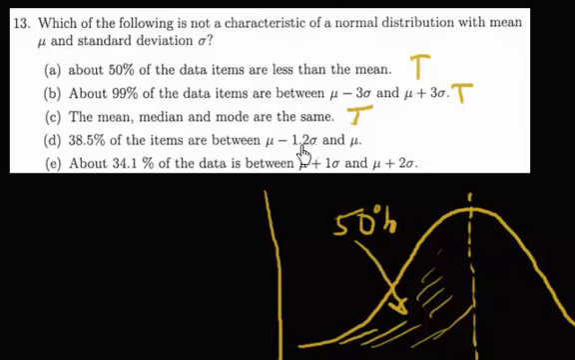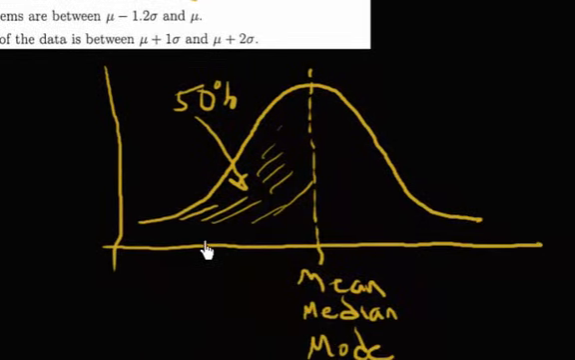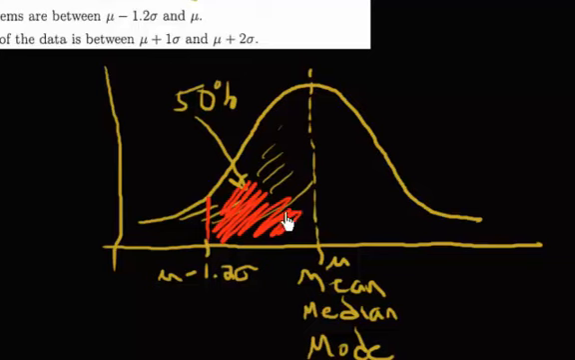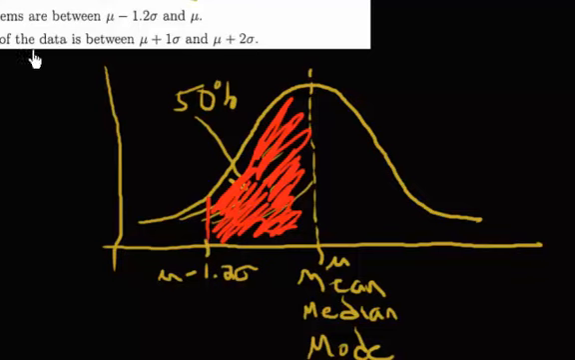38.5% of the items are between mu minus 1.2 sigma and mu. So here's mu right here. This is mu minus 1.2 sigma. Now what we're looking for then is the percentage that's in here. Now what it's claiming is that it's 38.5%. Okay, so what we need is the normal table.